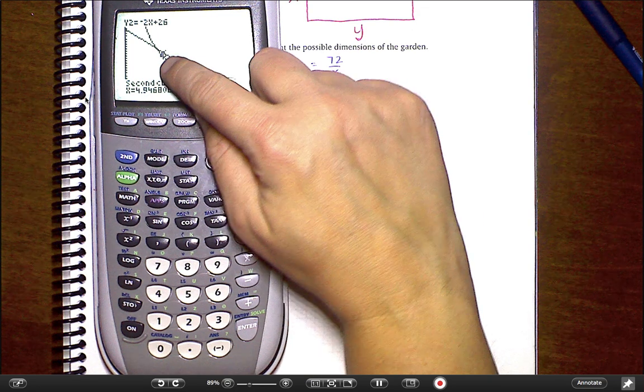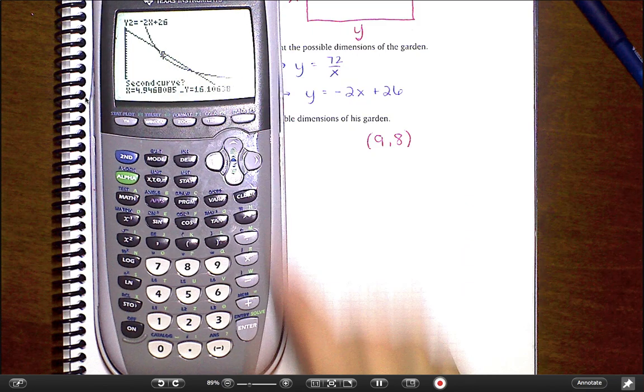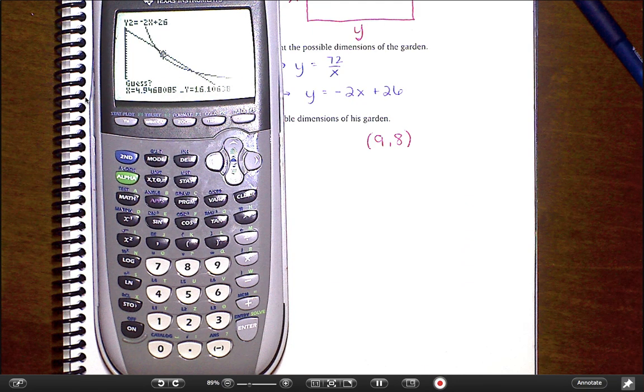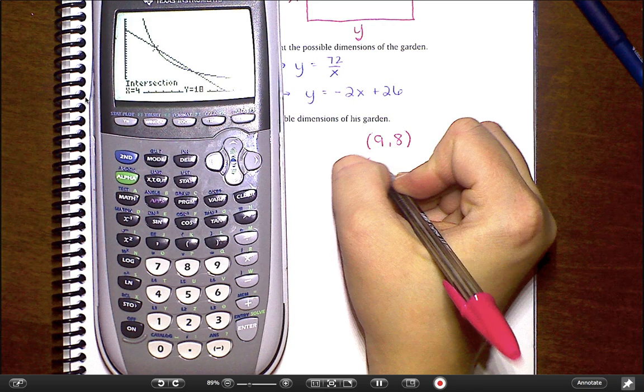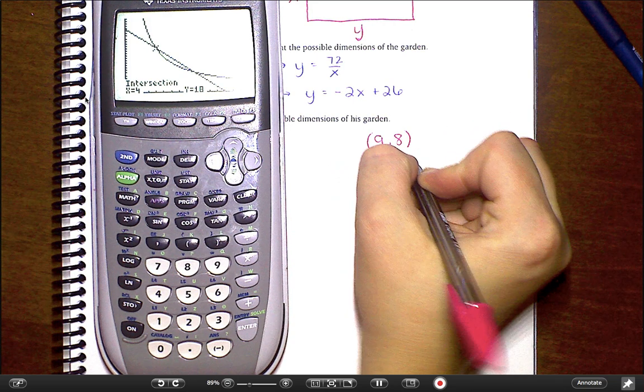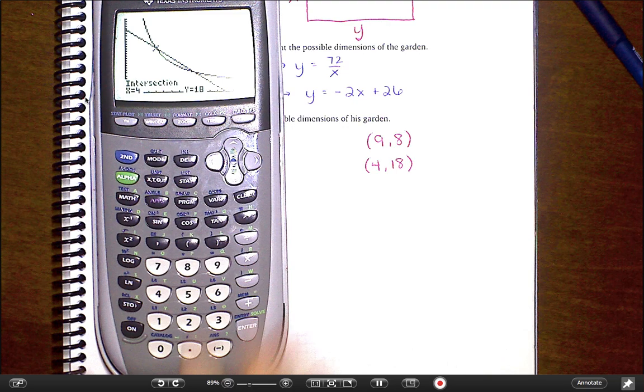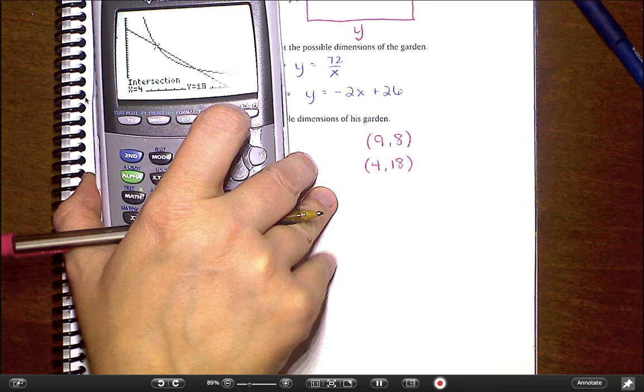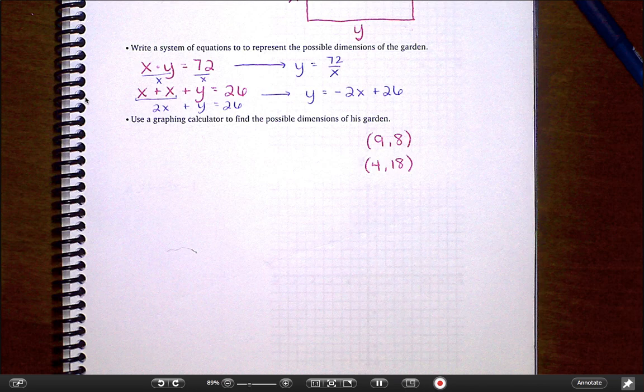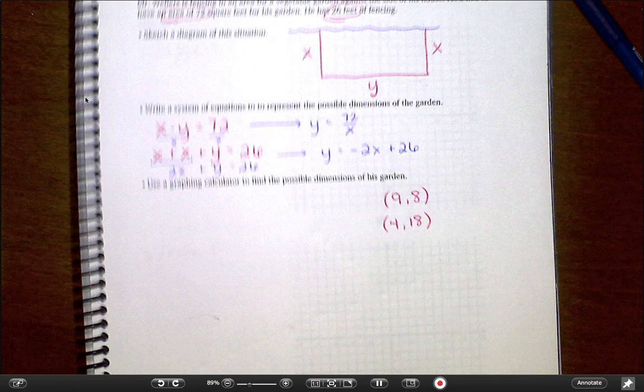Second curve should stay right in that same location, so I'm going to say yes to second curve. And then when it says guess, I'm going to hit enter one more time, and it's going to give me the coordinates 4, 18. So really what I just found out is that there's 2 possible dimensions I could make my garden.